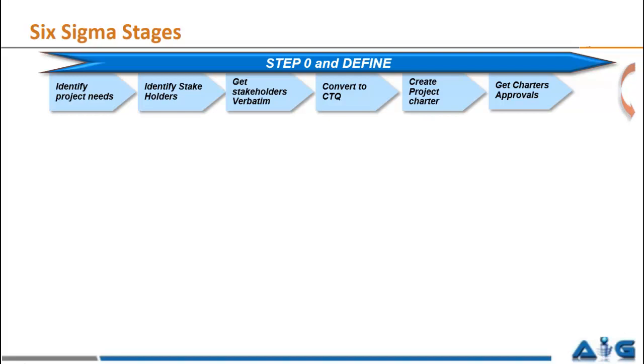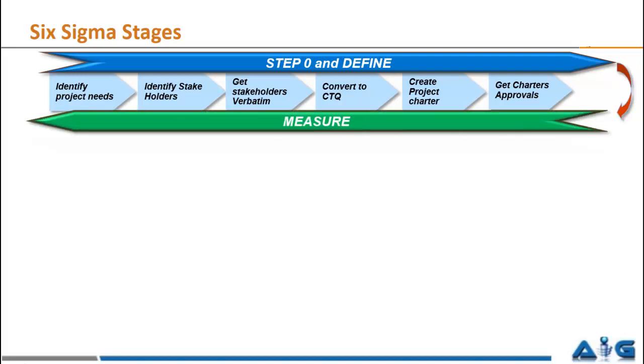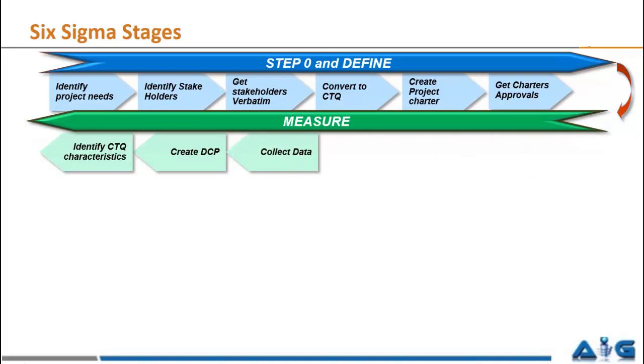The next stage is the measure phase. The measure will start with identification of the CTQ characteristic or the project metric. Then you set out to create a data collection plan for collection of data around your project Y. Then you collect data based on the data collection plan. And you conduct measurement system analysis experiments to validate whether the data that has been collected is correct or not. If the data is okay to move forward, you then assess the as-is process capability.